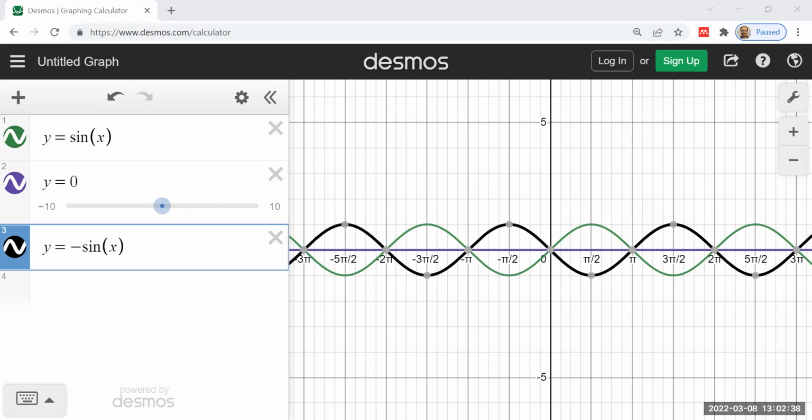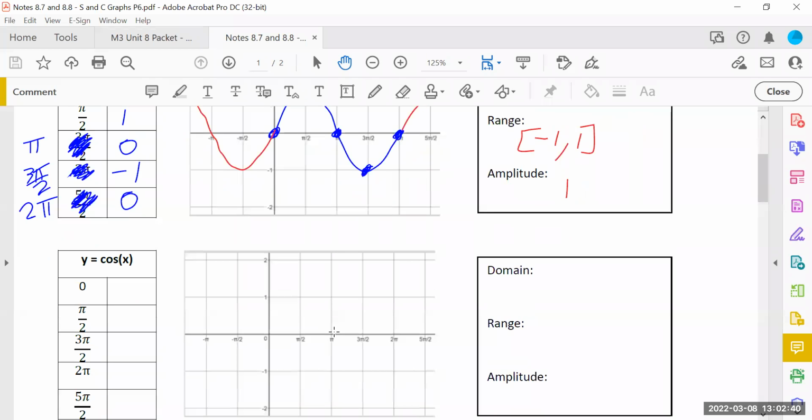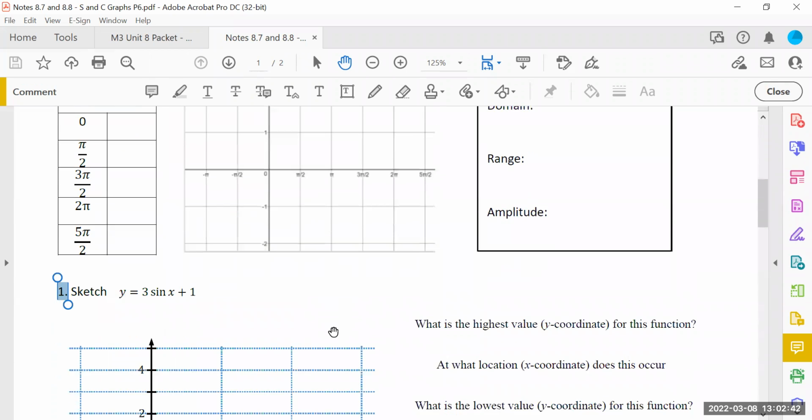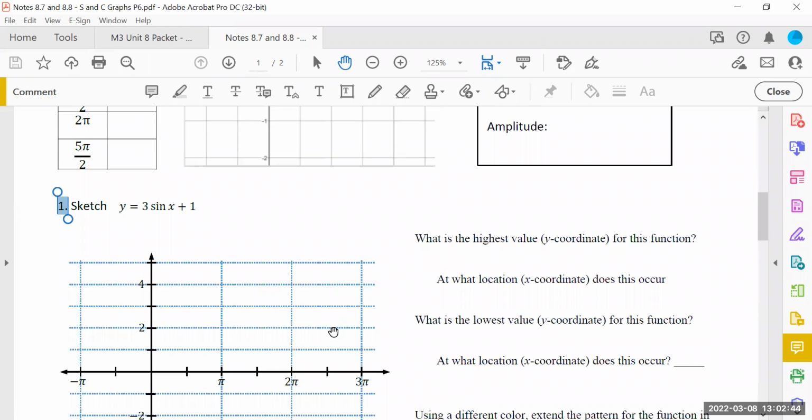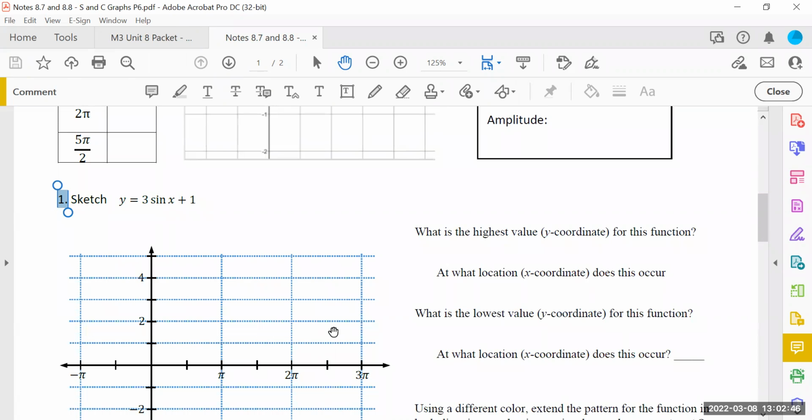So let's try it. Skip the cosine graph for now. We'll come back to that in just a moment. It's real similar. Come down here. I want you guys to write in the general equation here. We're going to say y is equal to a sine. So a times the sine of x minus h plus k.